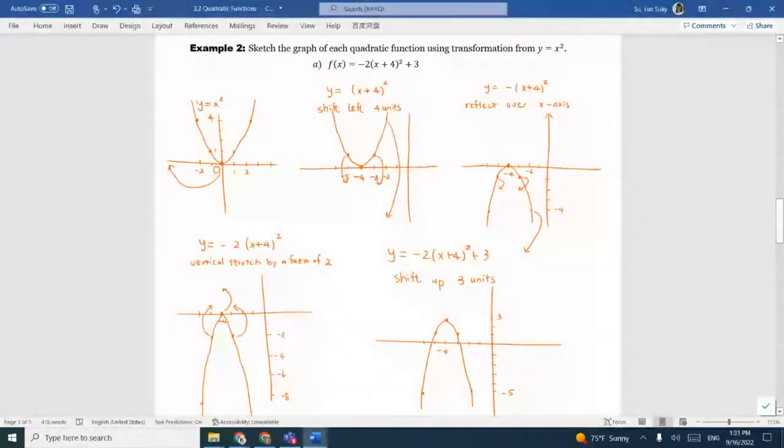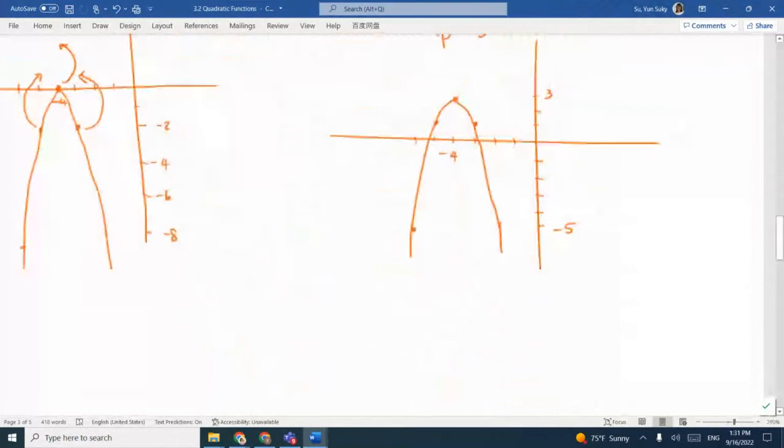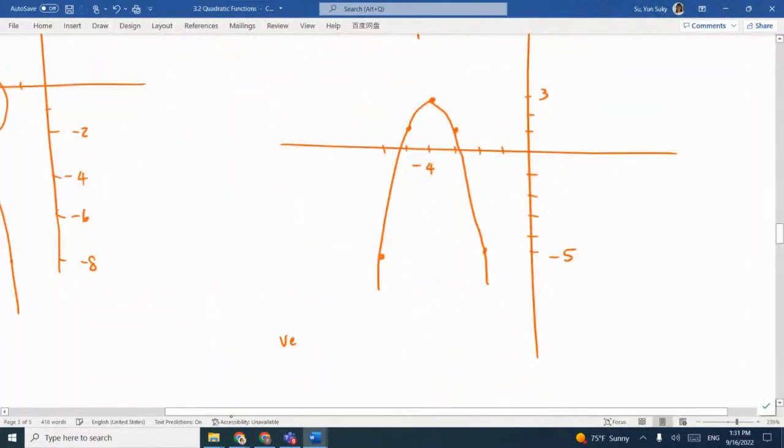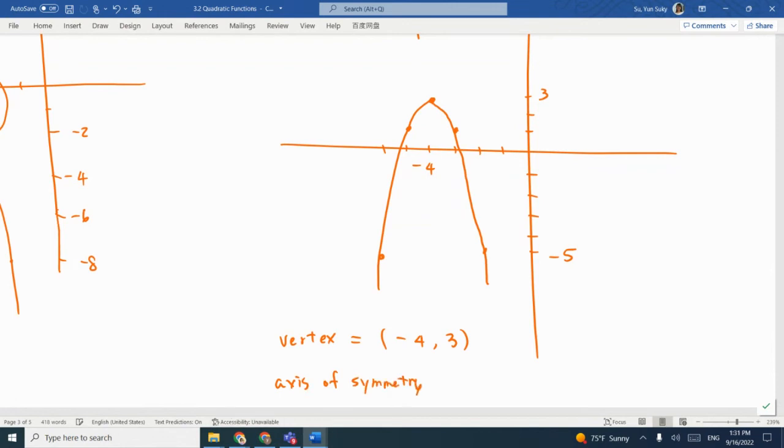Okay. And just by looking at this graph, can you tell me what is the vertex? -4, 3. Can you tell me what's the axis of symmetry? Yeah, x equals -4. It is a line. Okay? So don't tell me just -4. It's a line. It's not a number. Okay, everybody? So if you give me a vertical line, x equals the number. It's an equation. Okay, not just a number. It's an equation. It's a line. Okay, very good.